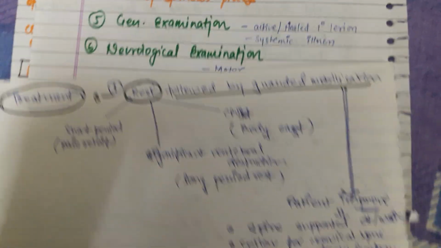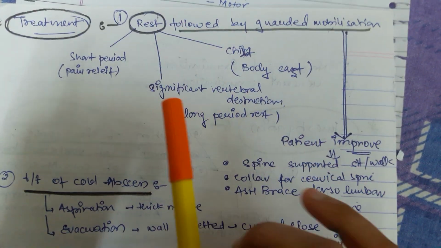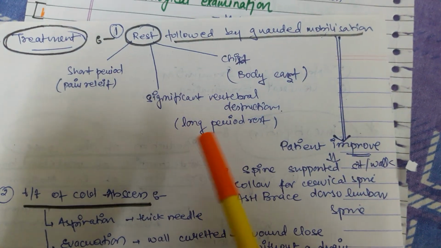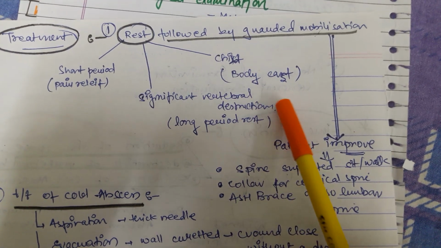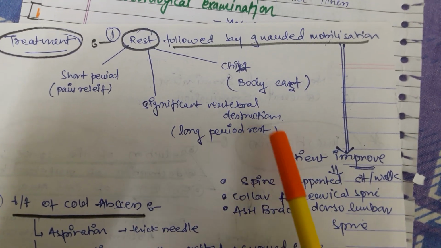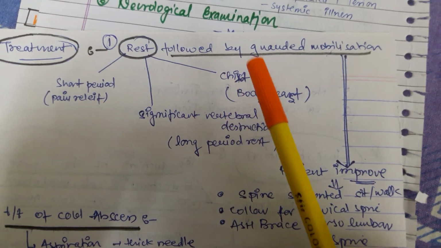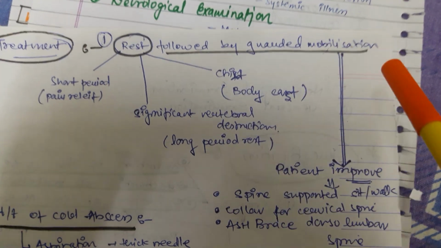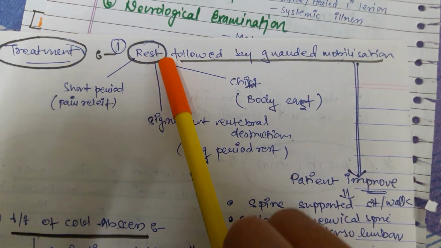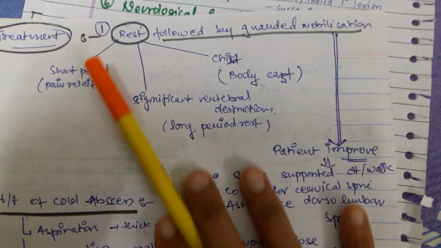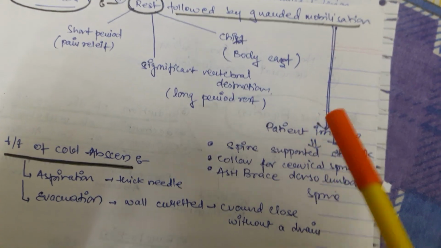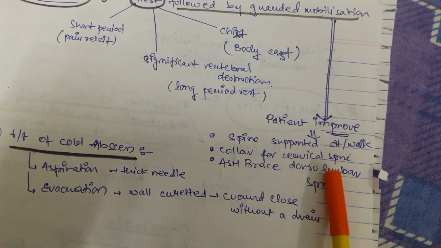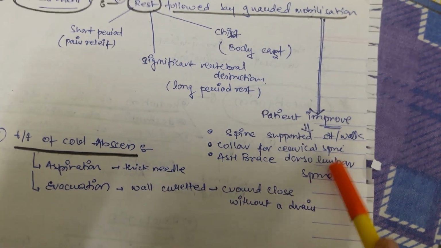Now treatment. First, you will give rest to a patient. For pain relief, short period of rest is required. But if significant vertebral destruction is there, patient needs long period of rest. And in case of child, you have to give body cast to force the child to be at rest. Now rest is followed by guarded mobilization. When patient improves, spine is supported: collar for cervical spine, ash brace for dorsolumbar spine.